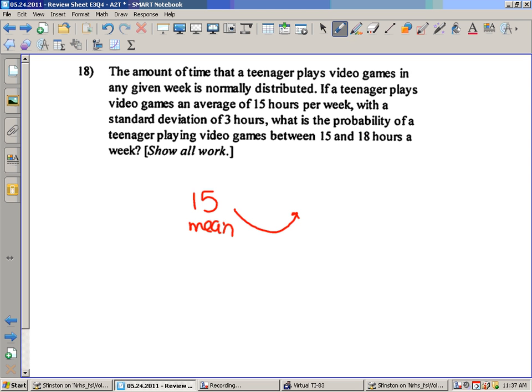What's the probability of a teenager playing video games between 15 and 18 hours? Well, 15 hours is here, and 18 is above that. 15, I'm sorry. What am I doing here? 15 is right at the mean. 18 is above that. How much is 18 above that by? By plus 3. Or another way of saying that is by 1 standard deviation above.